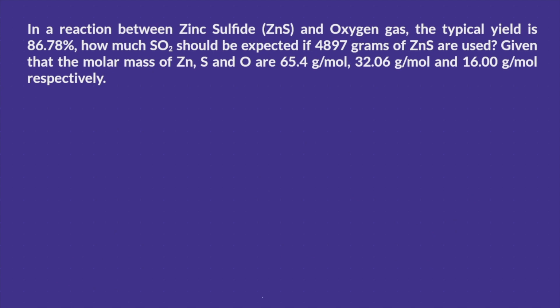Alright, let's move on to the next question. In a reaction between zinc sulfate and oxygen gas, the typical yield is 86.78%. How much SO2 should be expected if 4,897 grams of zinc sulfate are used, given that the molar masses of zinc, sulfur, and oxygen are 65.4, 32.06, and 16 grams per mole, respectively?